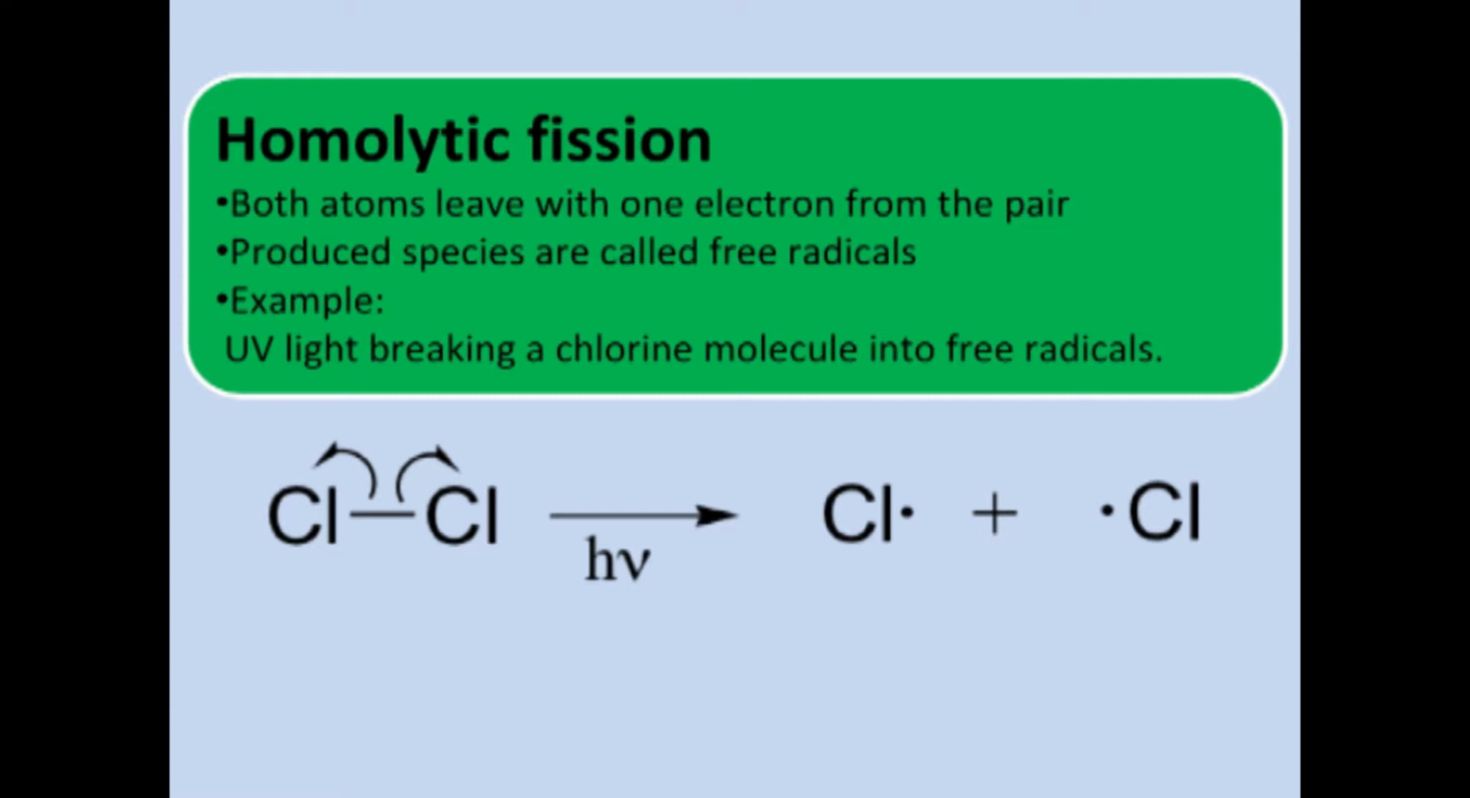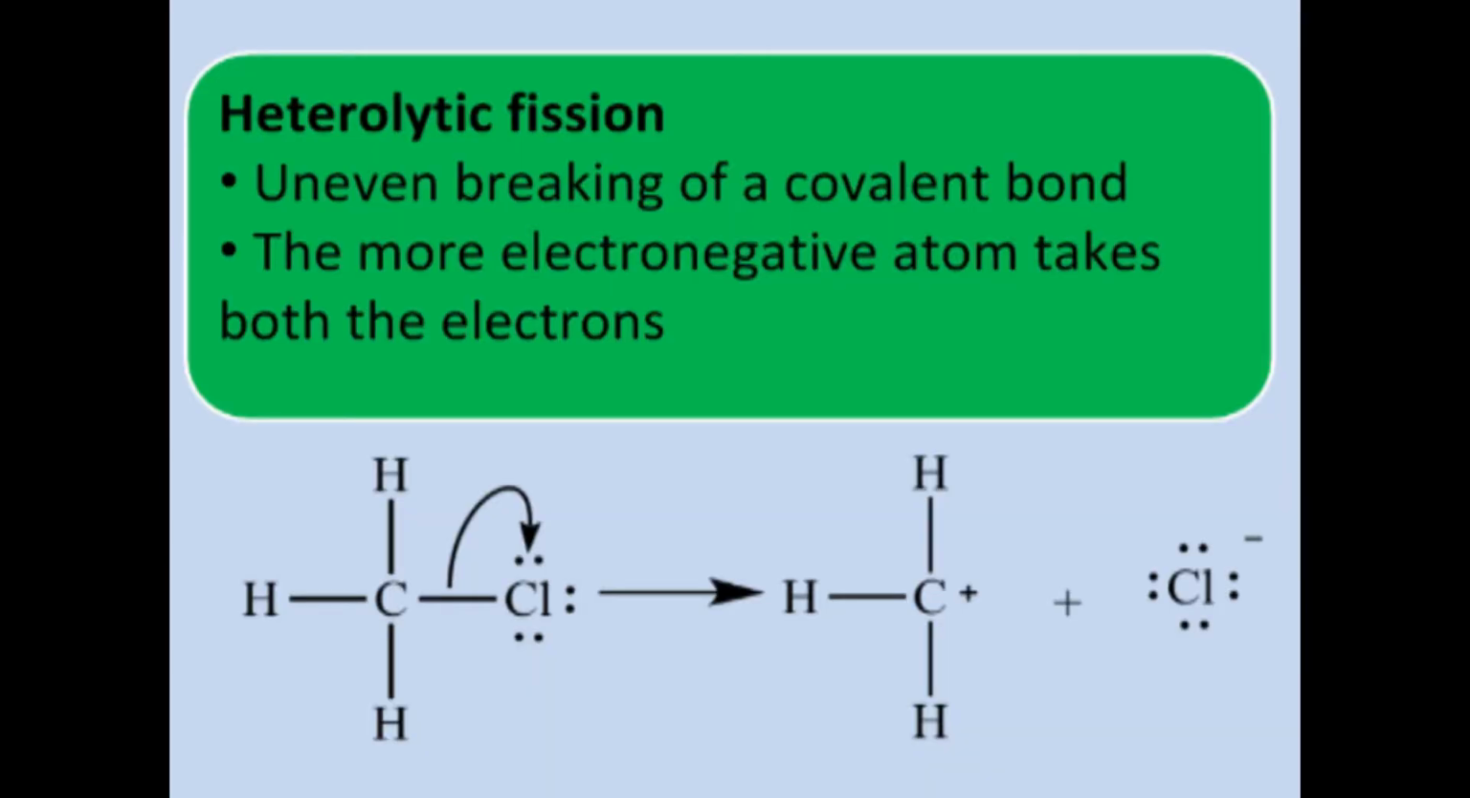Chlorine, chlorine, there is one pair of electrons making the bond. So in homolytic fission, the bond is broken equally, electrons are shared, so free radicals are produced. Heterolytic fission: the bond is broken unevenly. Here, in the carbon-chlorine bond, chlorine is more electronegative and takes both of the electrons. In this uneven breaking of a covalent bond, the more electronegative atom takes both electrons. So Cl minus and CH3 plus are produced.